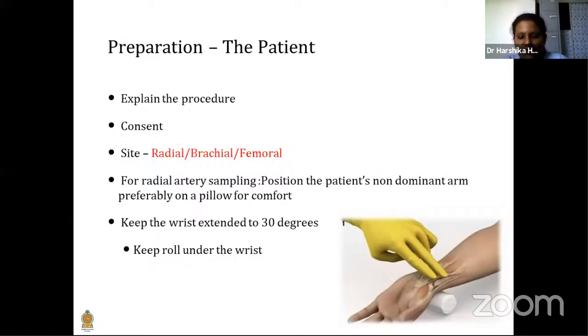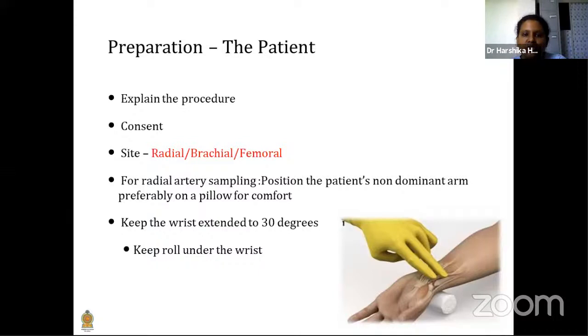Right. So once you have excluded the contraindications and you are good to go, you have to explain the procedure to the patient and take their consent. So the common sites where we do arterial blood gases or arterial punctures include most commonly the radial artery, brachial artery, femoral artery, and also we do blood gases in the dorsalis pedis artery as well.